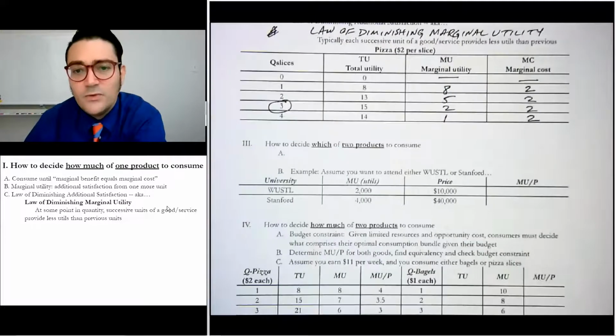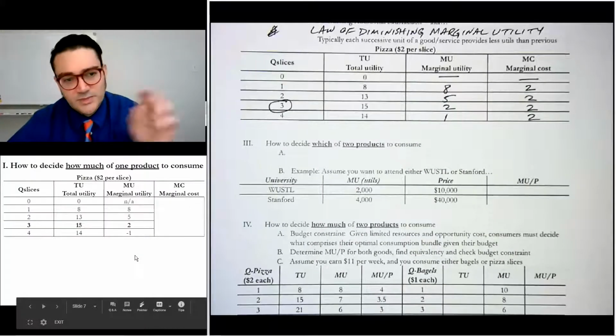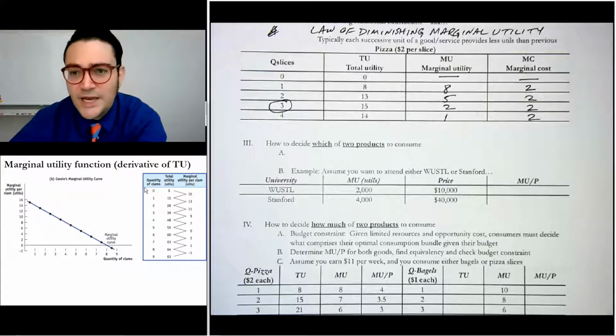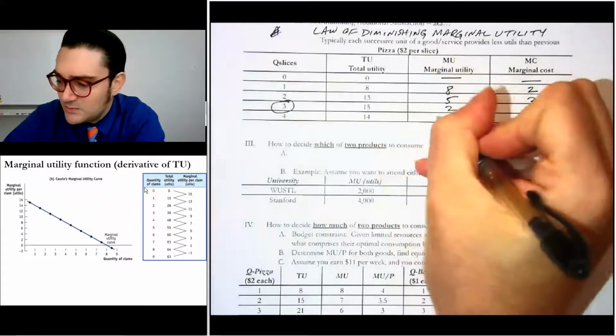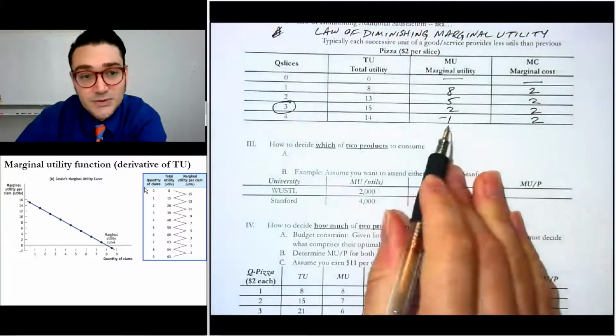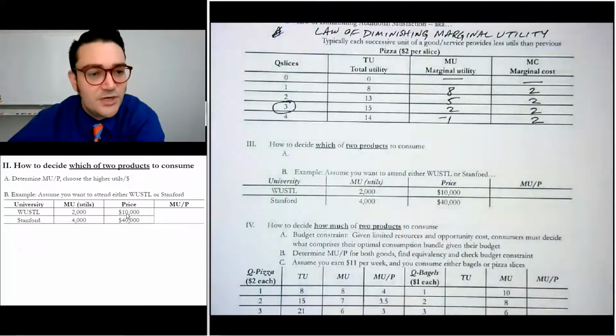Now, decide how or which of 2 products to consume. So that's our second question that we can answer. I'm going to skip through this because we already did this part. In fact, this one's not 1, it's -1. I just noticed that. So this is a negative utility, so you would never consume that even if the pizza was free. And we already talked about marginal utility.